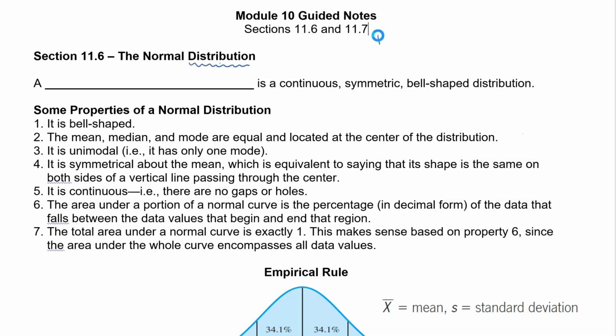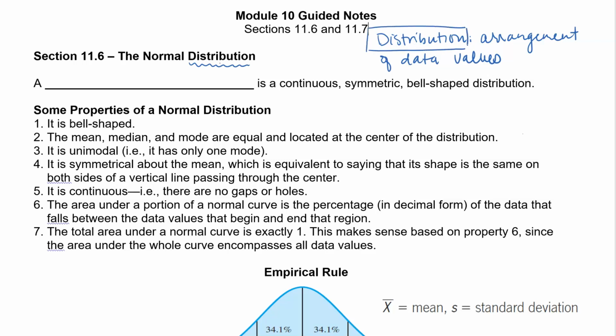So we're going to start by talking about the normal distribution, but more specifically, let's just talk about what a distribution is first. A distribution is just an arrangement of data values. Data values are like numbers that you might collect. Maybe you take a survey and you collect the answers to that survey and you have a data set. An arrangement of data values. You could also think of it as a graph. Okay, so a picture of this arrangement.